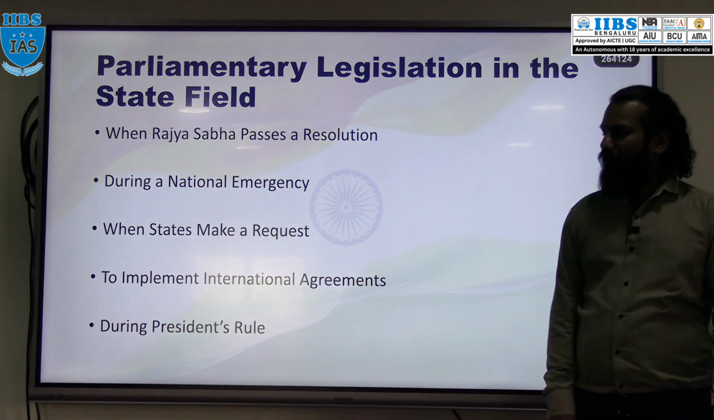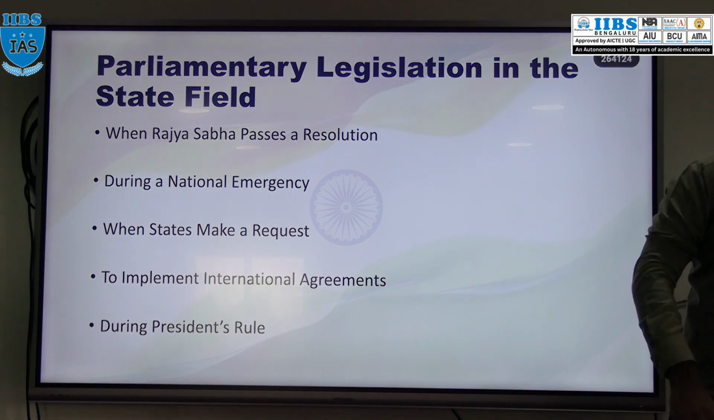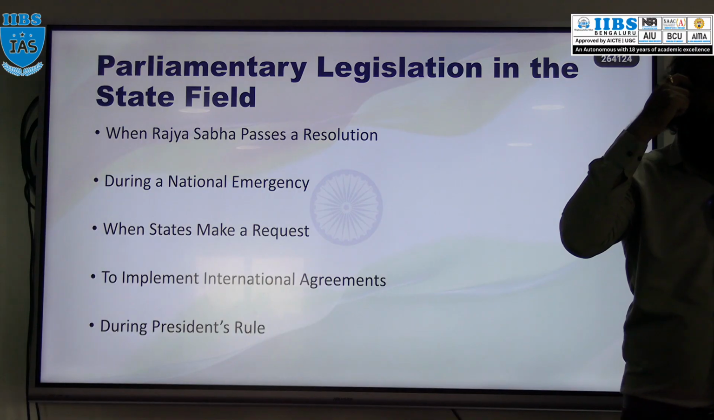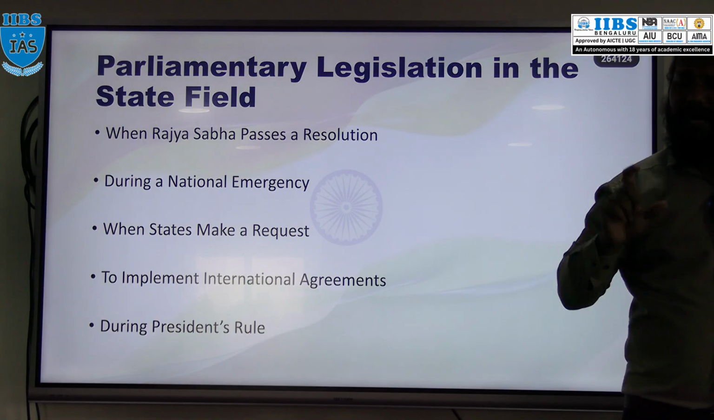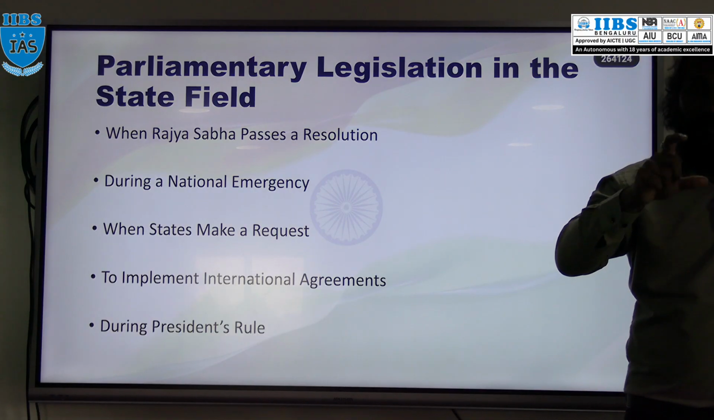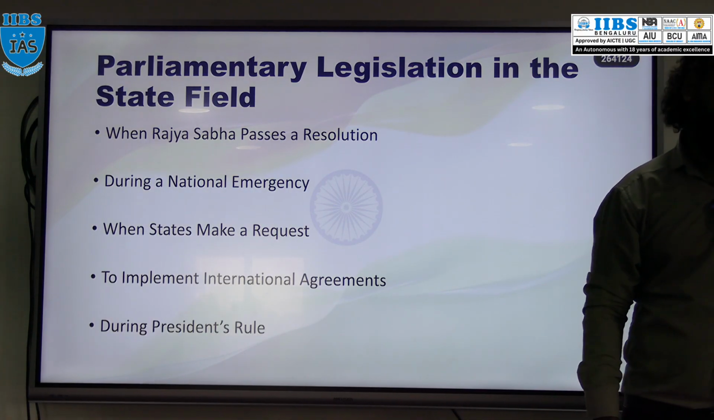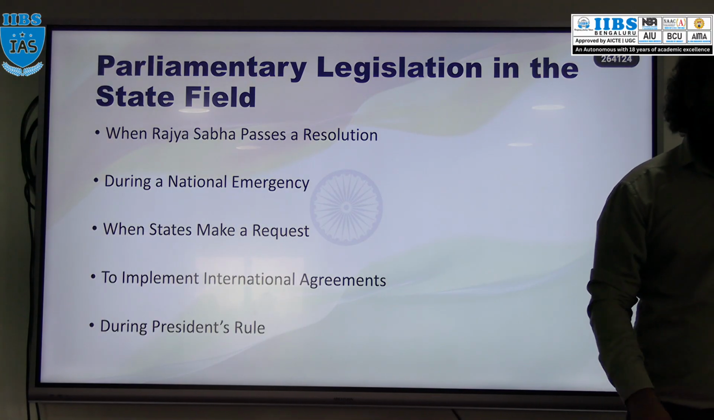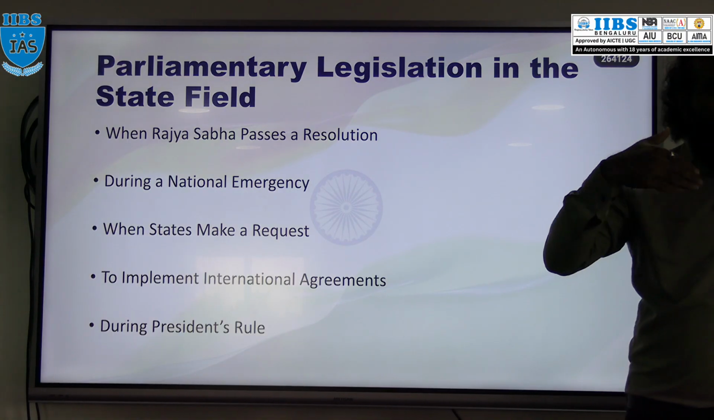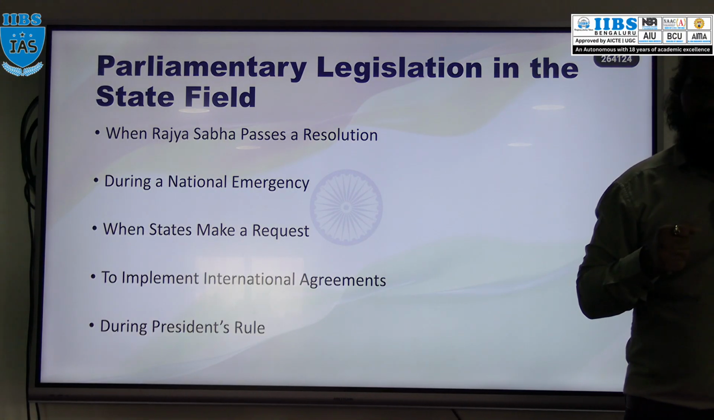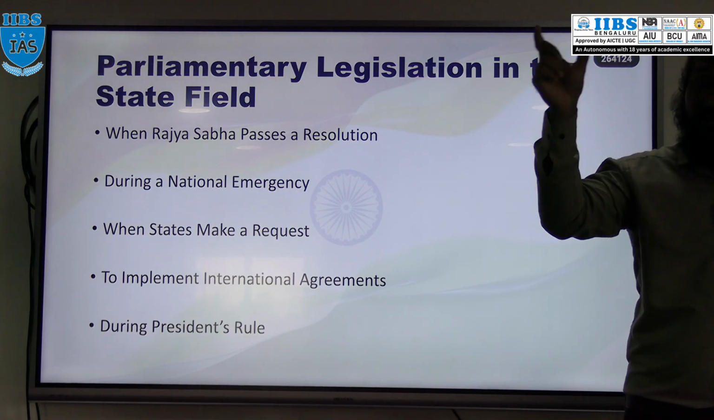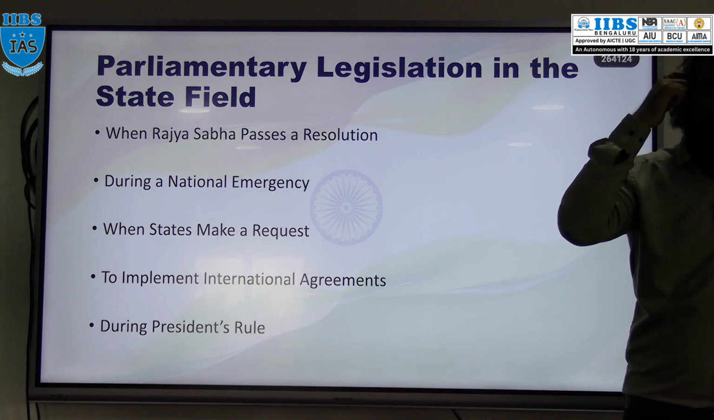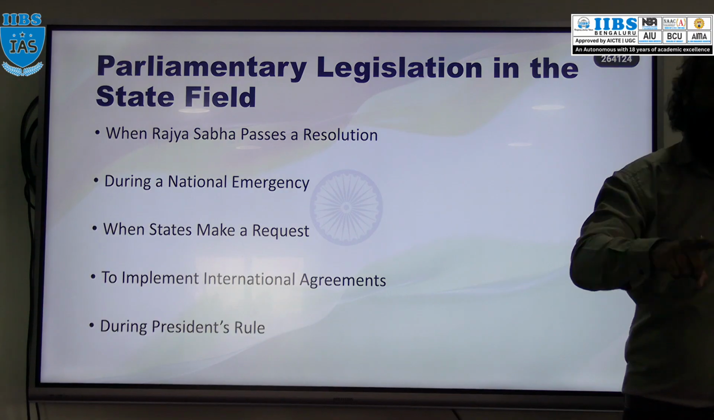Okay. Now next, to implement an international agreement. If to implement any provisions of any international agreement, the Parliament has the power to make the law in the state list. Now take the example, rivers are there, right? Those come under the state list. But some rivers are international rivers. So we have agreements with other countries, right, to implement the provisions of that agreement. If a state subject has to be touched, at that time Parliament is empowered.